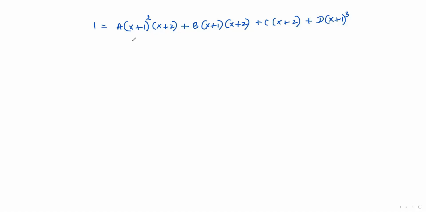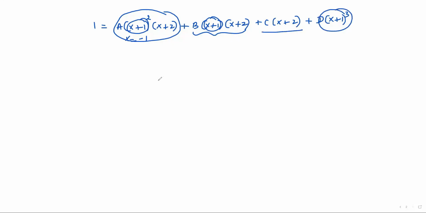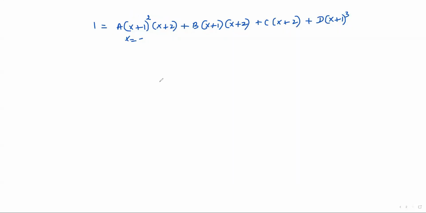If I plug in x equal to -1, this part will become 0, so A will vanish. The same thing happens for the second term, because this part will become 0, so B will vanish. And -1 plus 1 here will become 0, so D will vanish. I'll be able to get the value of C. So if I plug in x equal to -1, A, B, and D will vanish, and I'll get the value of C.